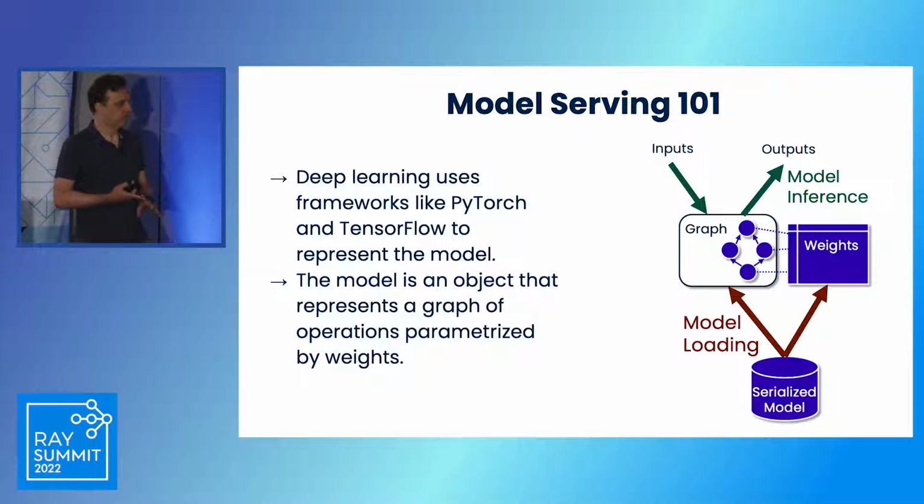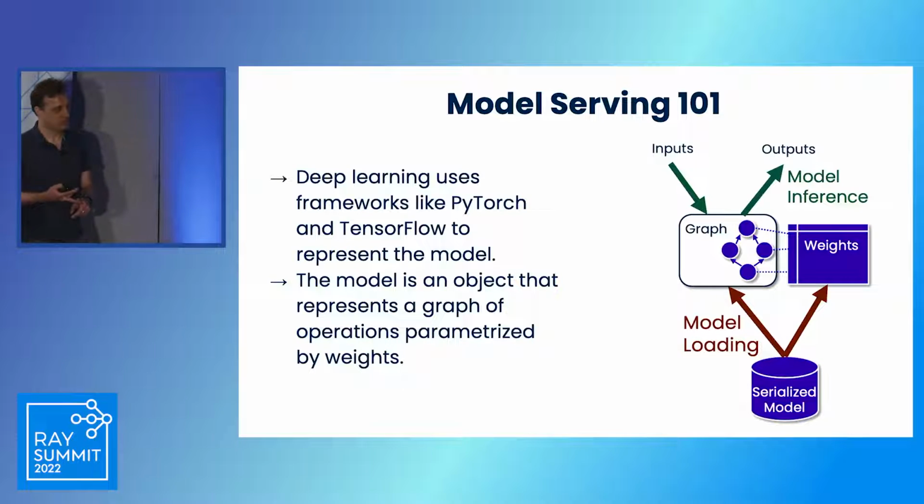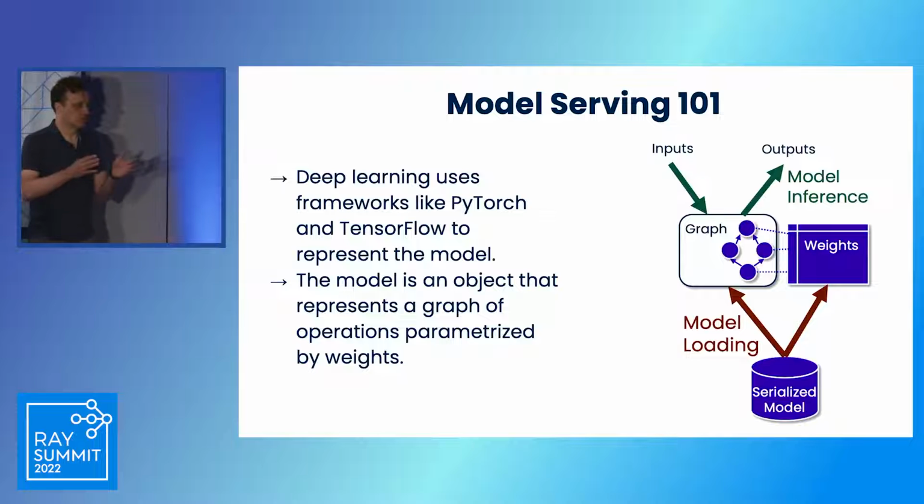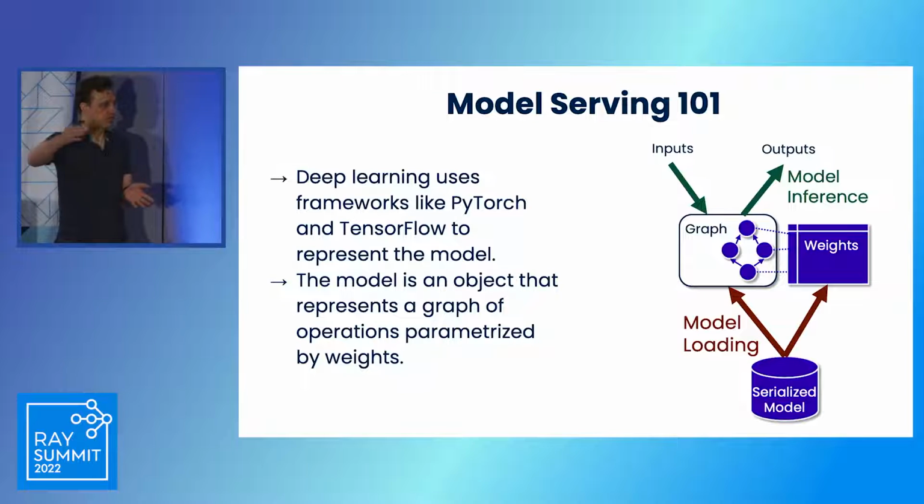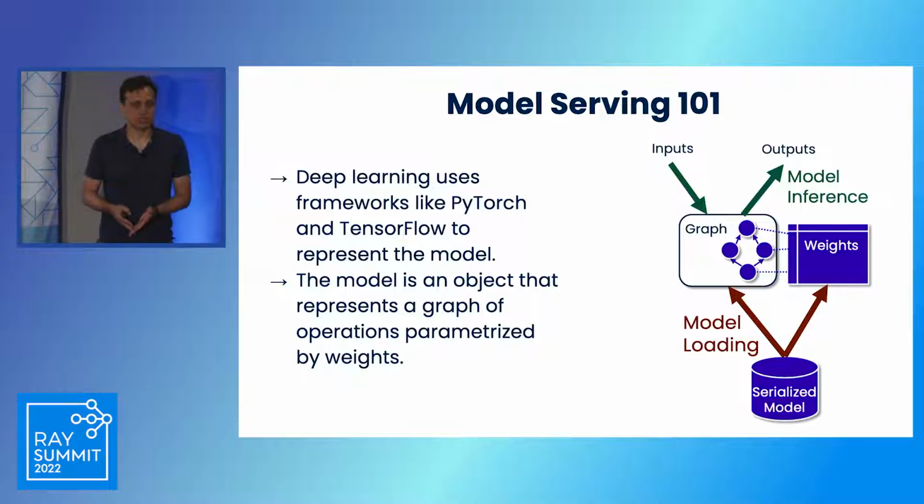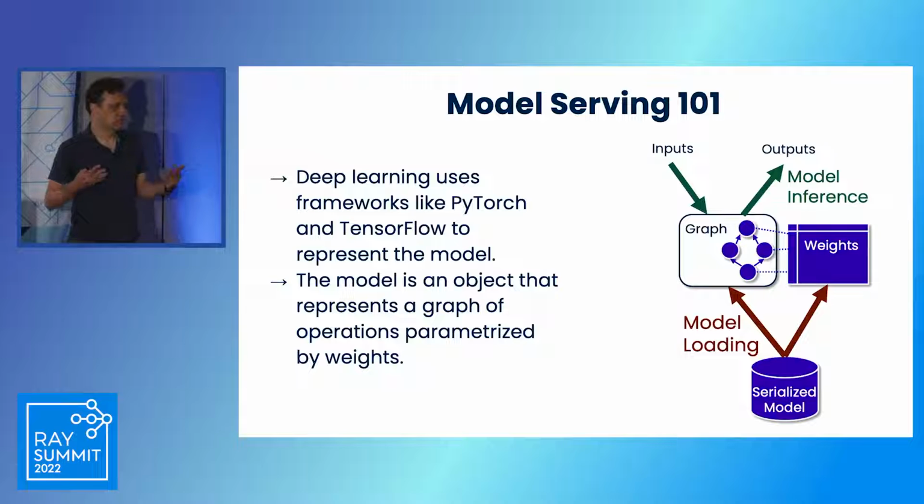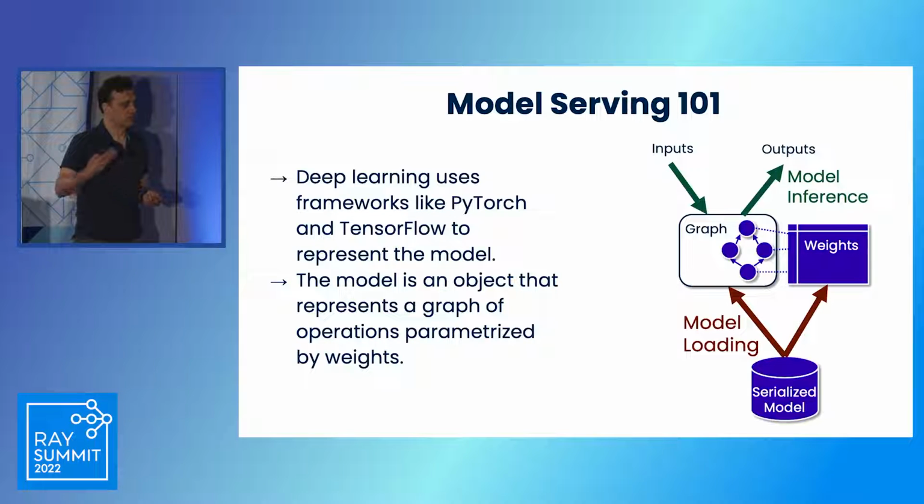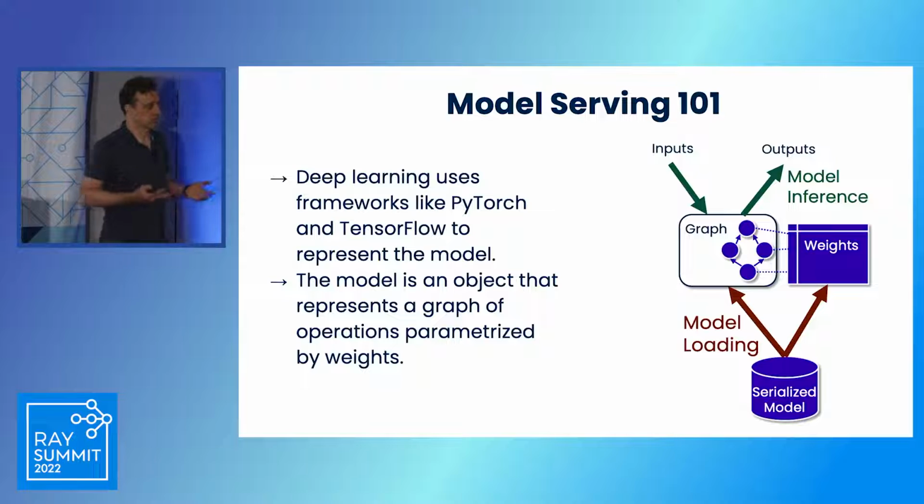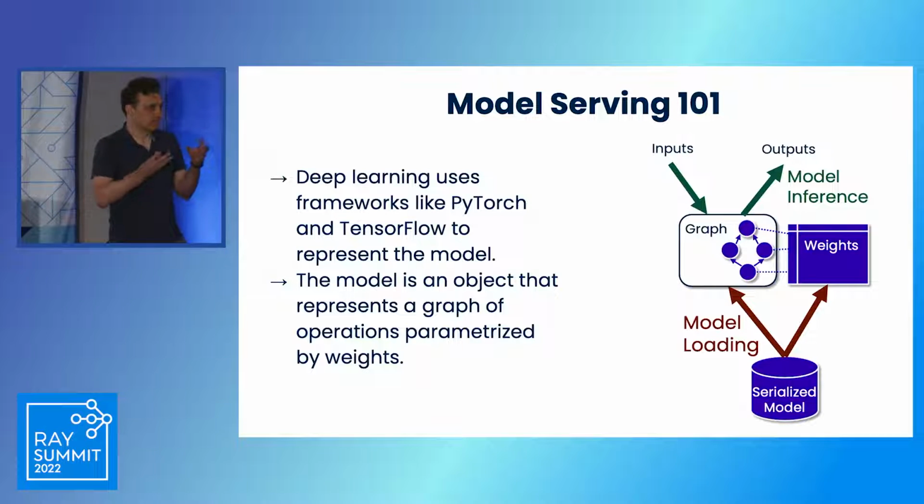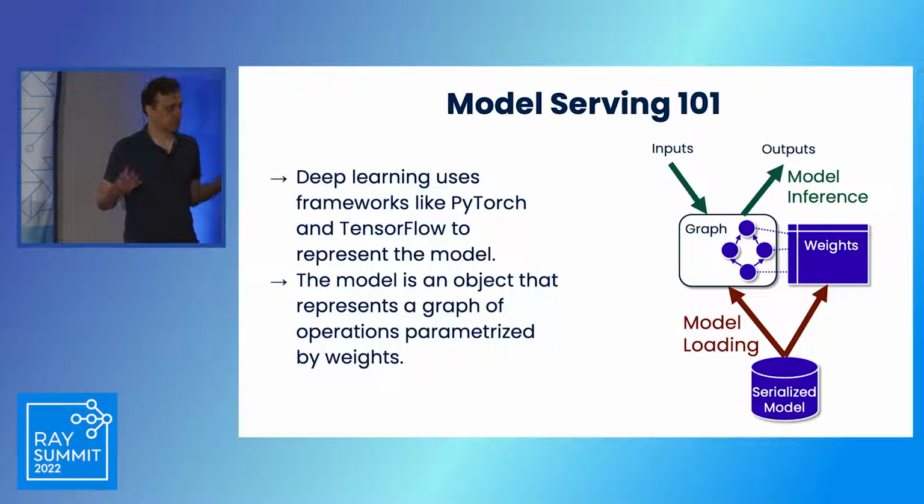There is a graph of operations that describe the transformations that go from input to output when they're applied one after the other, and there are weights that parameterize these operations. And model serving for a deep learning model consists of two major steps. First, to get the model into a place where you can use it, you need to do what is known as loading the model. This is where you first instantiate the operators of the graph, and then load the weights that parameterize these operators from disk or network, and plug them into each other to create something that you can use for the second step, which is known as model inference.